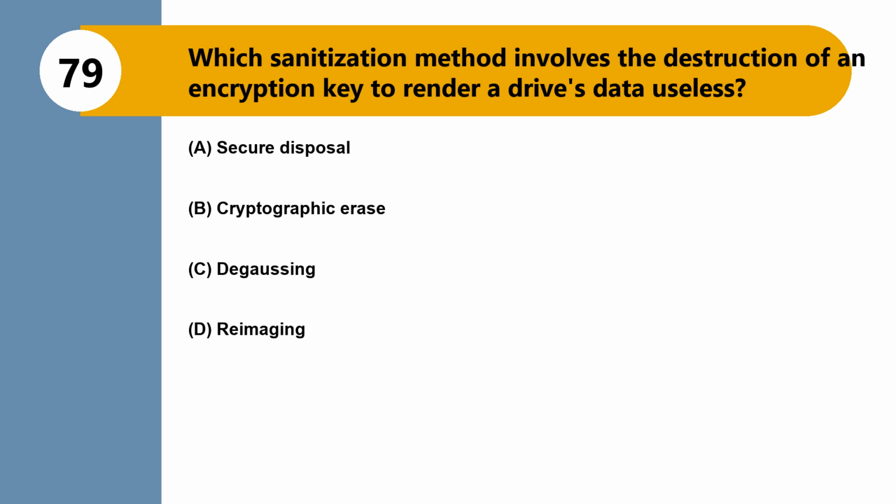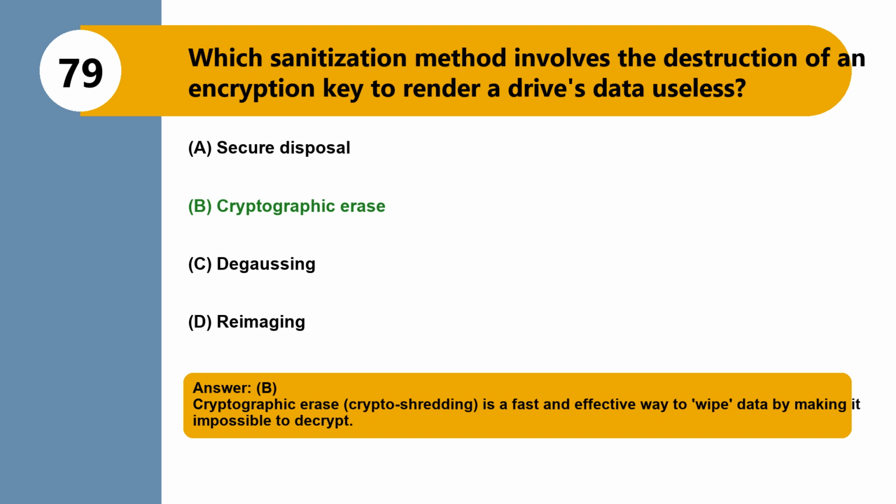Question 79. Which sanitization method involves the destruction of an encryption key to render a drive's data useless? Option A, secure disposal. Option B, cryptographic erase. Option C, degaussing. Option D, reimaging. The correct answer is option B, cryptographic erase. Cryptographic erase, or crypto-shredding, is a fast and effective way to wipe data by making it impossible to decrypt.